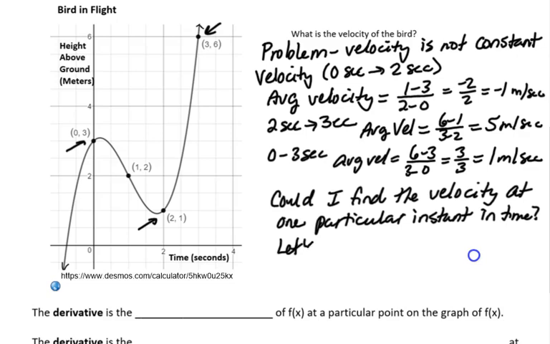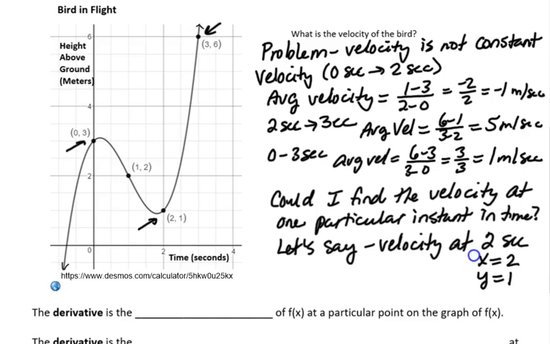So let's say I want to find the velocity at 2 seconds. That would be where x equals 2 and y equals 1. So that would be this point right here. I'll mark it in red. I want to find the velocity right there. That would be difficult because to find the average velocity or the slope, I need 2 points. So I've got a problem. I only have 1 point. How do I do this?